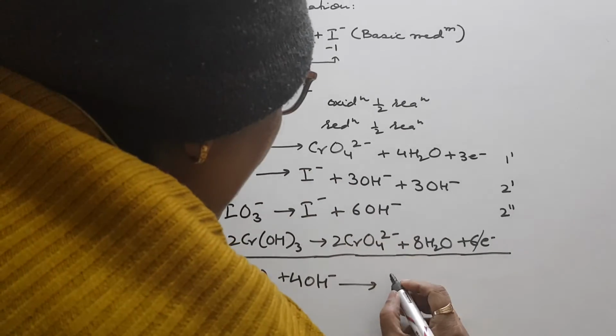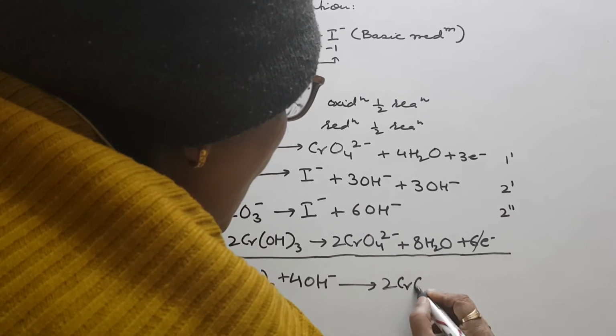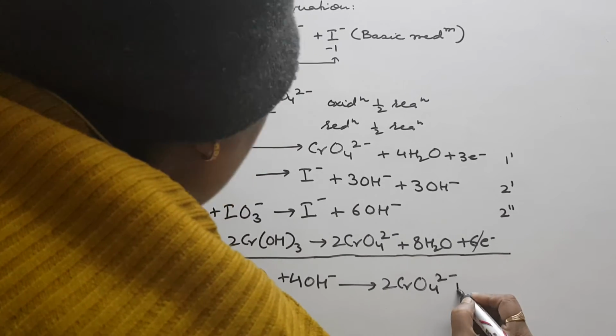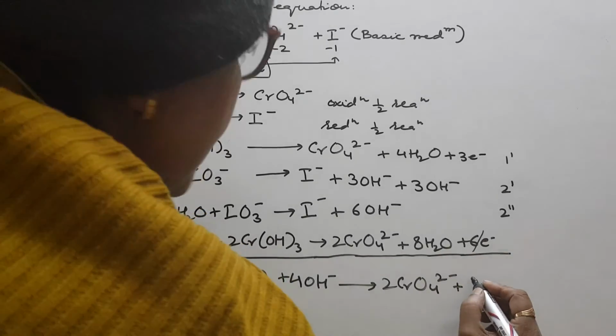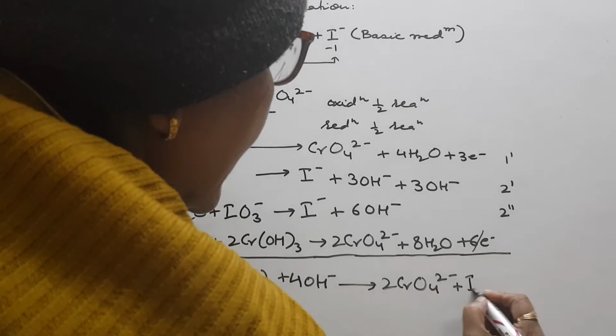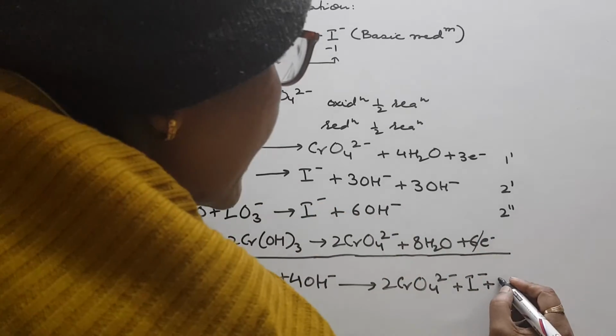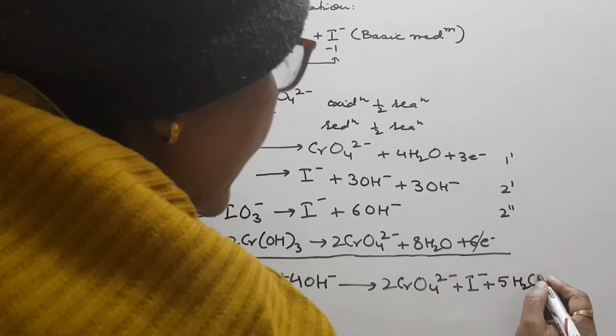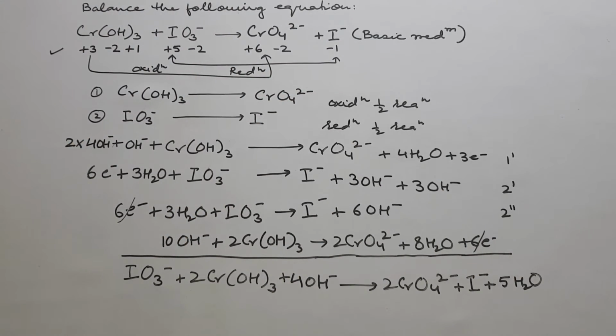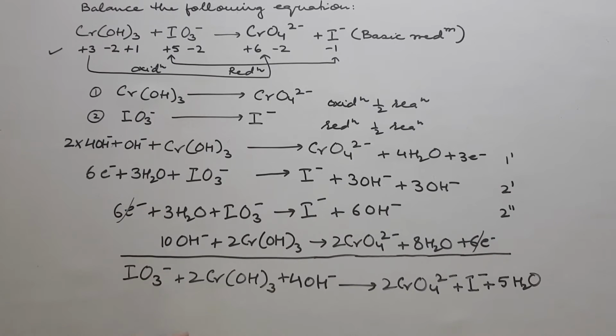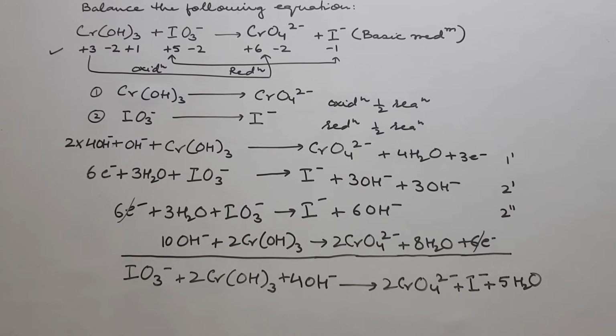So first I will have 2CrO4 2 minus plus I minus, plus water, 5H2O, and hope you will find the equation is balanced. You see, IO3 minus plus 2Cr(OH)3 plus 4OH minus gives you 2CrO4 2 minus plus I minus plus 5H2O, and hope the equation is balanced.